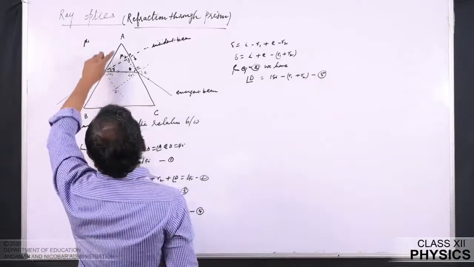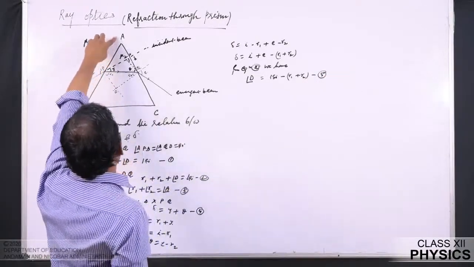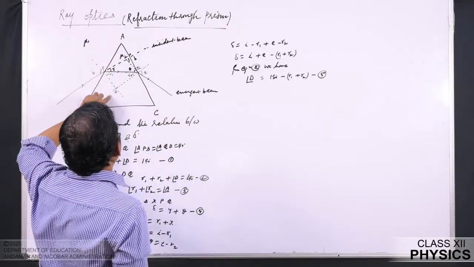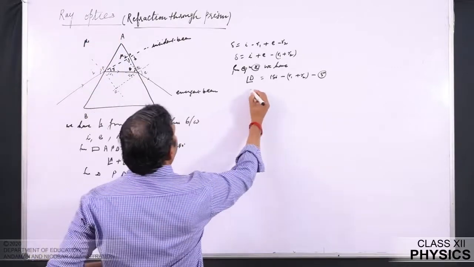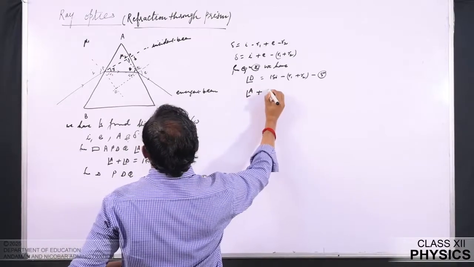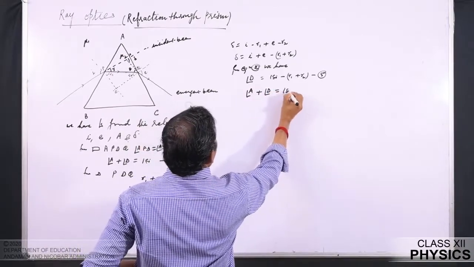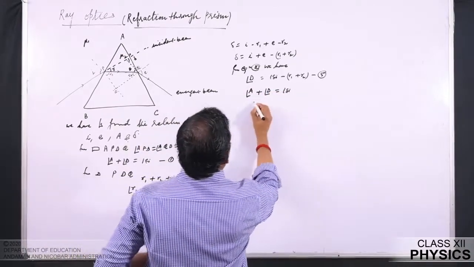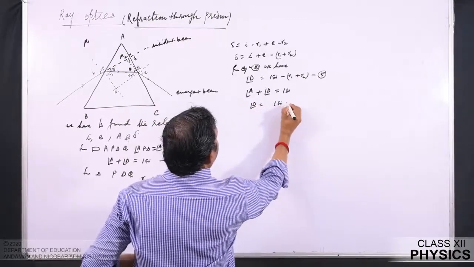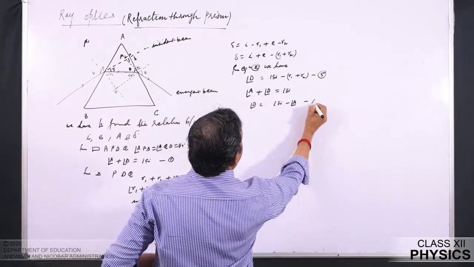Now, from quadrilateral APDQ, we have A plus angle D is equal to 180 degrees, or angle D is equal to 180 minus angle A. Let this be equation 6.